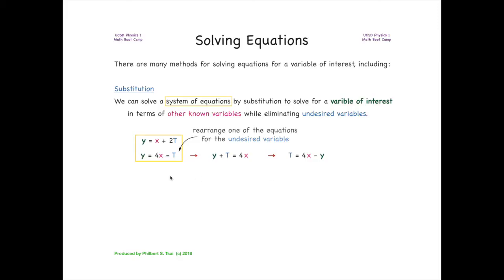Alternatively, we could have isolated t by simply subtracting 4x from both sides to get y minus 4x is equal to minus t, and then divided by minus 1 to get positive t is equal to 4x minus y. What we then do is, now that we have an expression for the undesired variable, the one that we have no information on, we can substitute this value of t into the other equation for the t there.